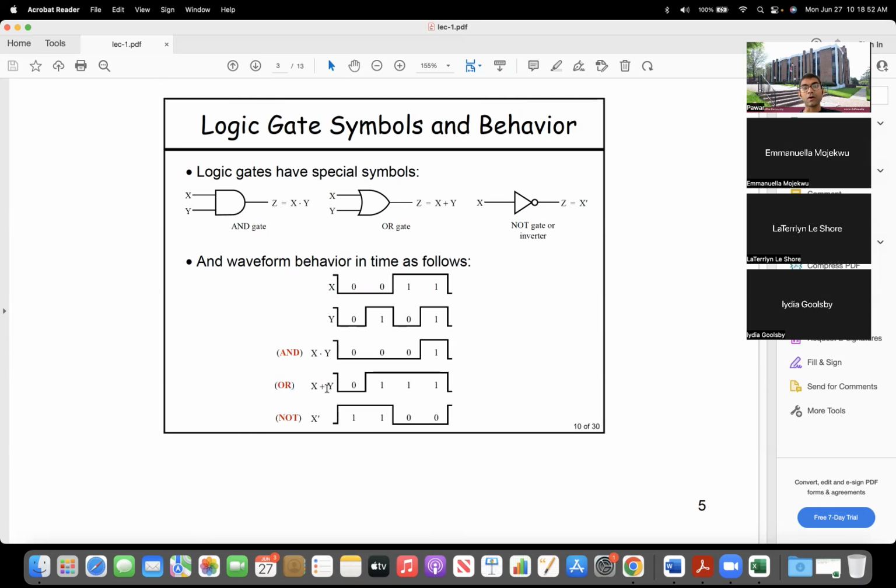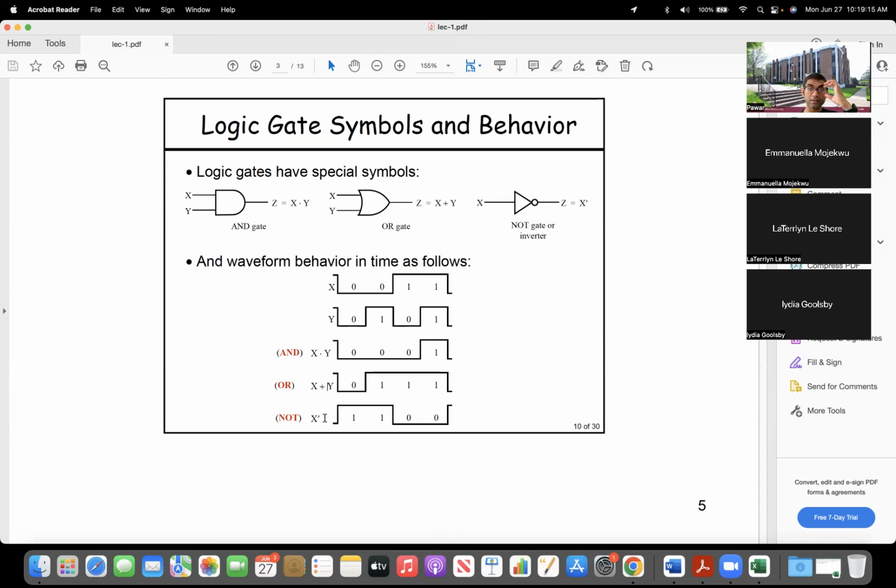Second is OR gate. OR gate you add. So 0 plus 0 is 0, depression. 0 plus 1 is 1, so it's elevation. 1 plus 0 is 1, so it's elevation. 1 plus 1 is 2, but in binary you take it as 1. So it's a continued elevation. So 0 is a depression, 1, 1, 1 is elevation.